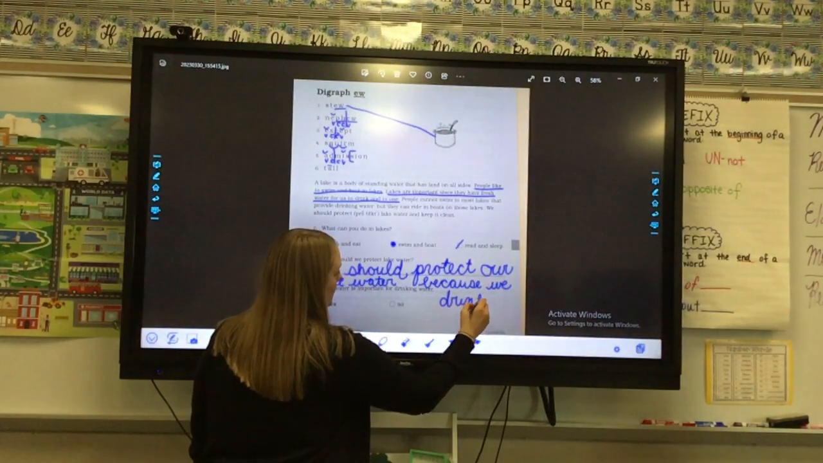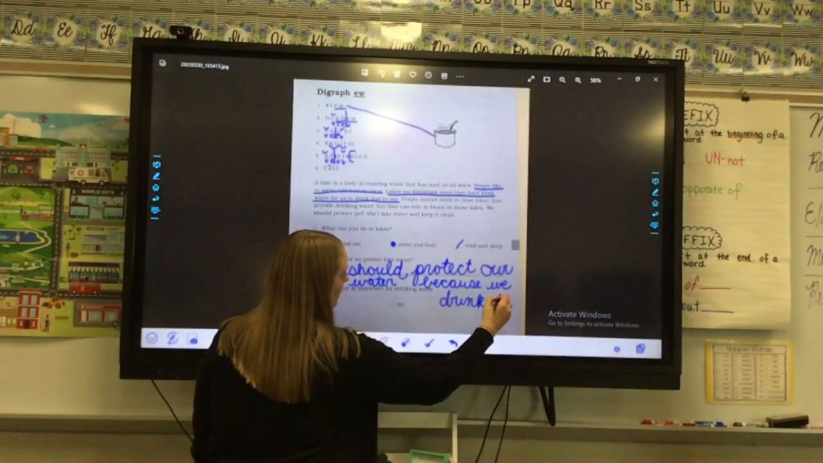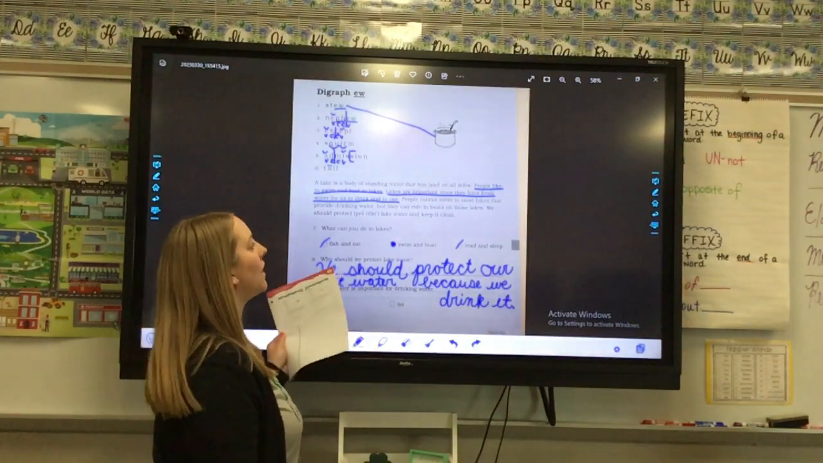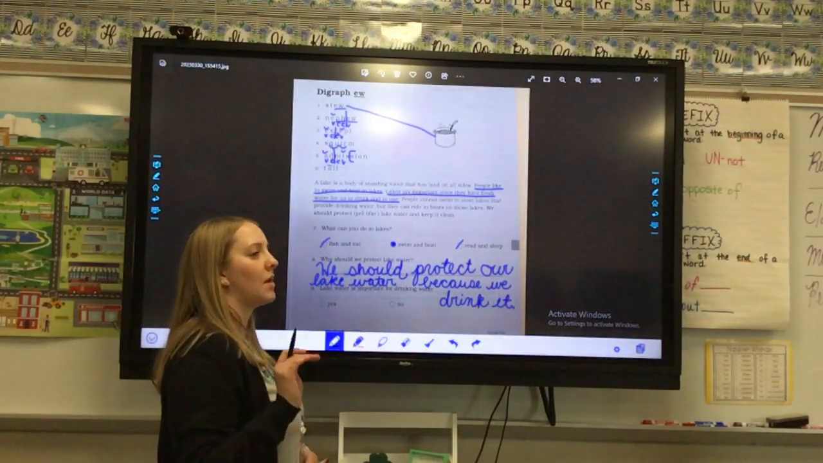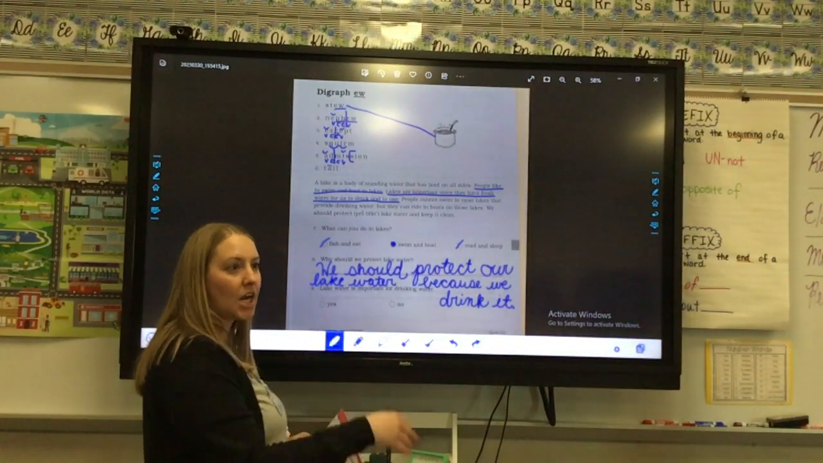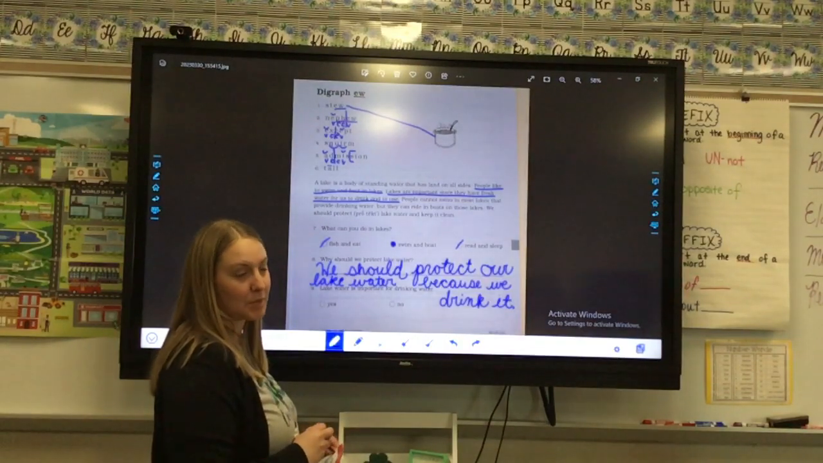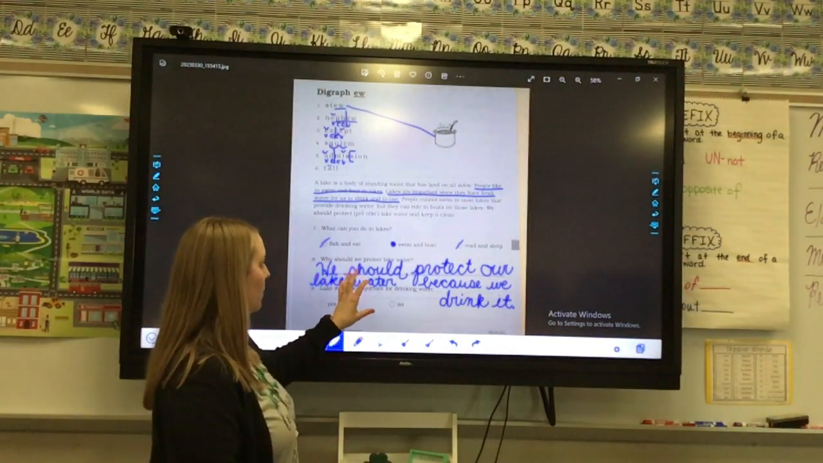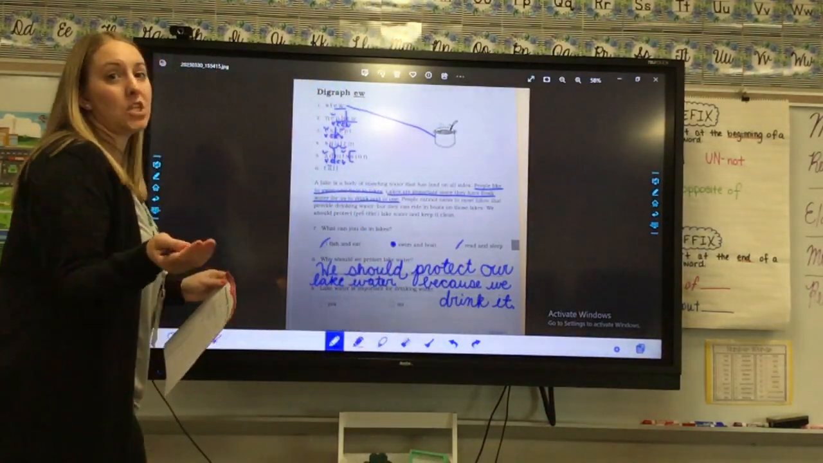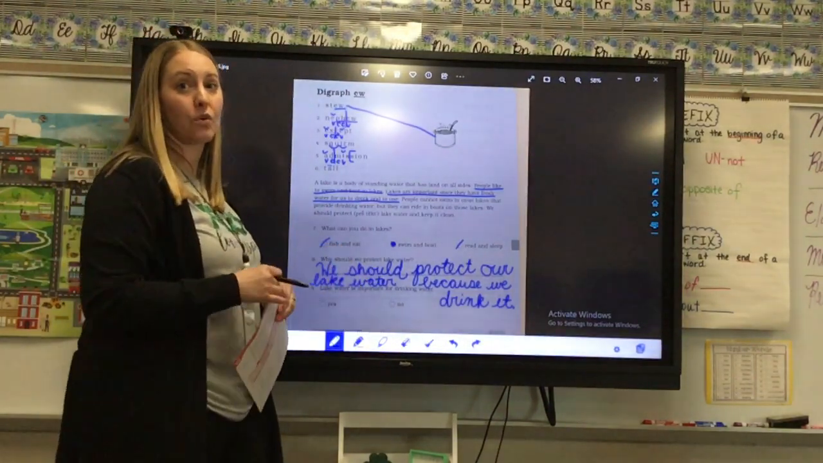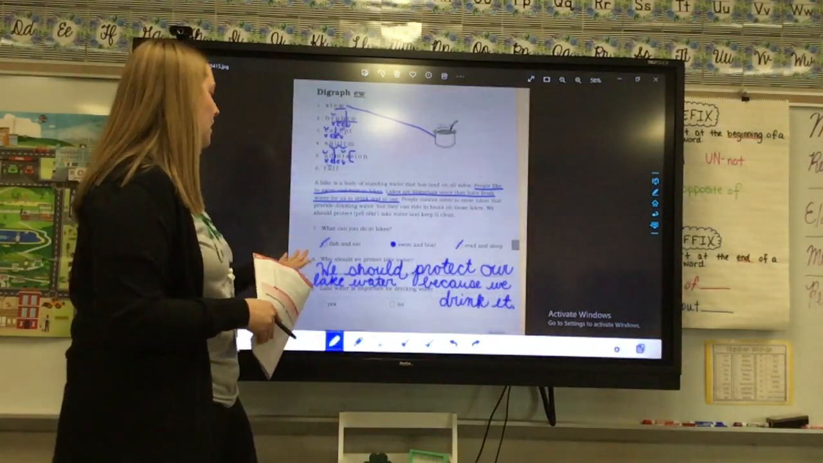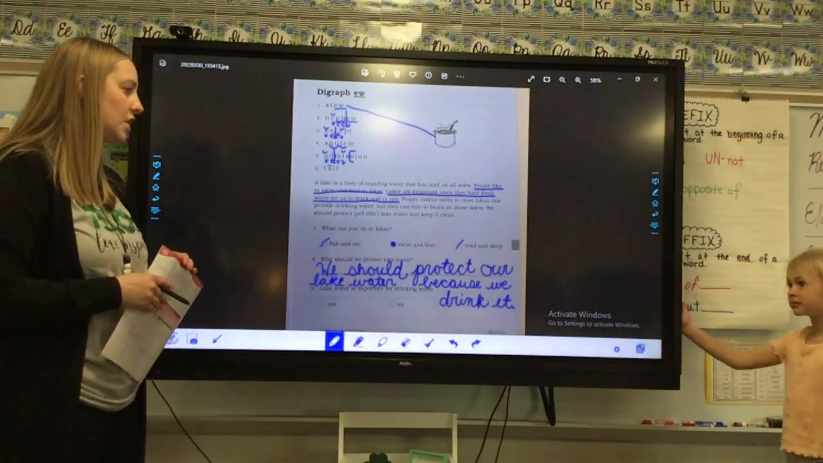Now, I don't want you guys to get scared and think we drink straight from the lake. Don't do that. That's yucky. Okay? When they take our water, they clean it. They might add some chemicals to it that kills off all the bacteria and yucky stuff that's in the water, and then we drink it. Okay, so we don't drink straight from a lake, okay? But we should protect our lake water because we do drink it. Okay, and we use it too. If you're boiling something on the stove, if you're boiling noodles, you use water to boil. So we need that water. So we should protect our lake water because we drink it.